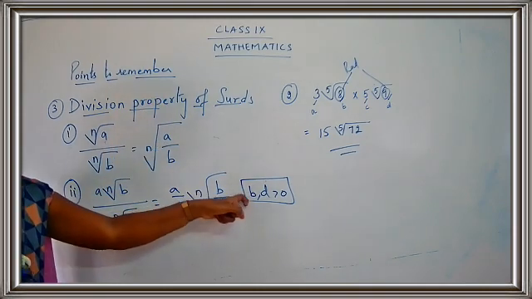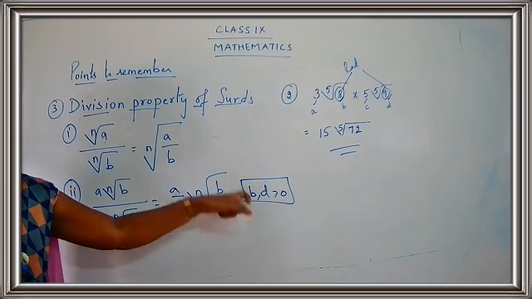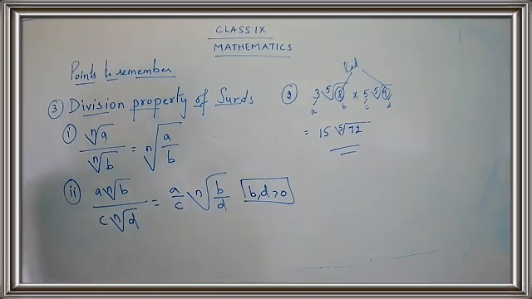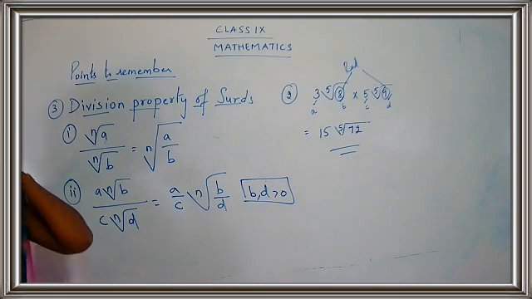Just mention this condition near the rule, and this condition is also applicable to the multiplication property of surds. The B and D is always greater than 0. You should have a number other than 0. It should be a positive number.